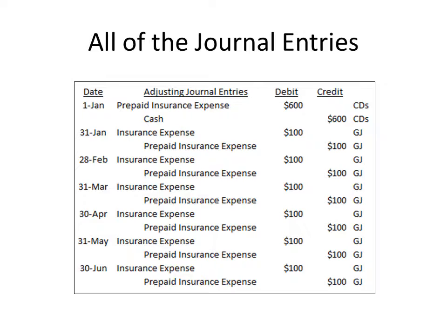Each month, January, February, March, April, May, June, I will debit insurance expense and credit prepaid insurance. I'll do that in the general journal. And again, all these journal entries are written in general journal form.